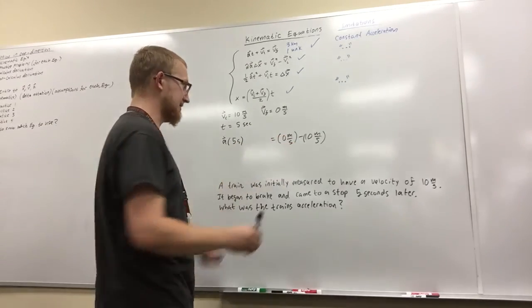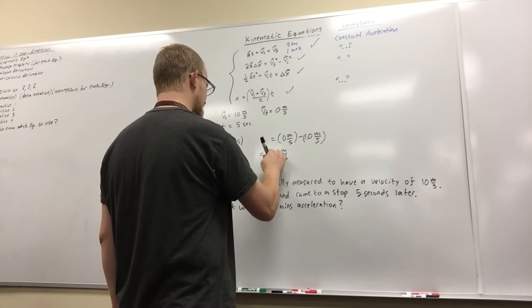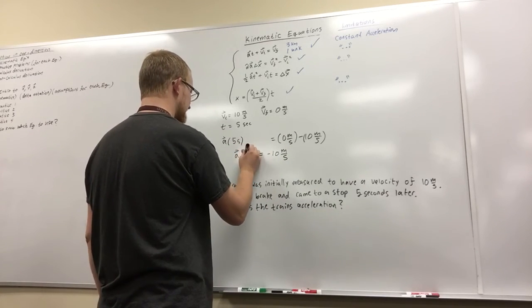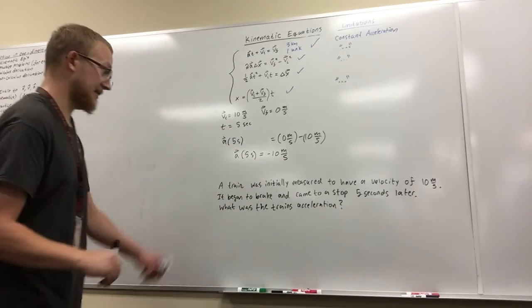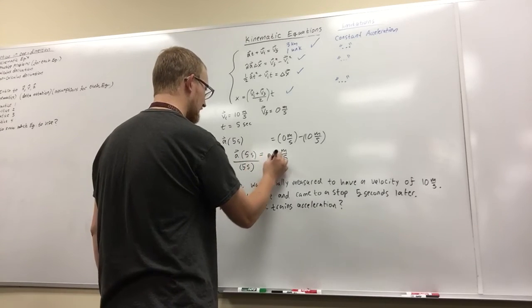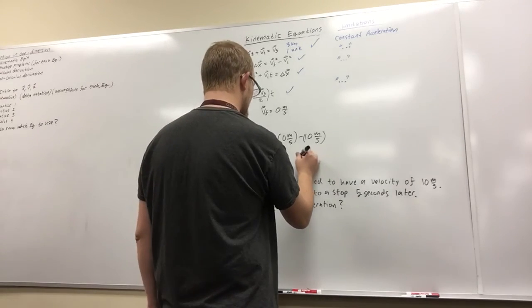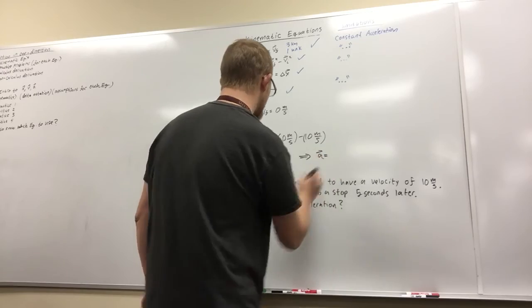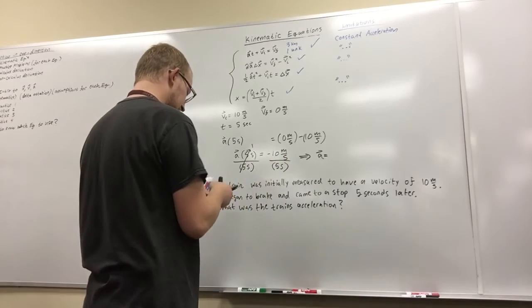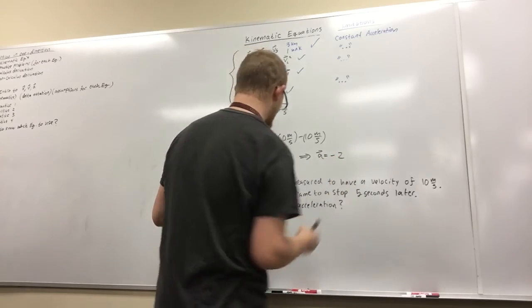0 meters per second minus 10 meters per second is minus 10 meters per second. And that's equal to acceleration times 5 seconds. Now we want to get acceleration alone, so we're going to divide both sides by 5 seconds. The 5 seconds cancels to 1. And so we find that acceleration equals minus 10 divided by 5. I shouldn't have to plug that in. It's clearly minus 2.